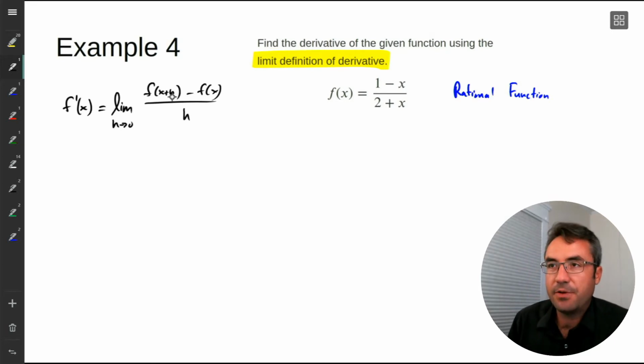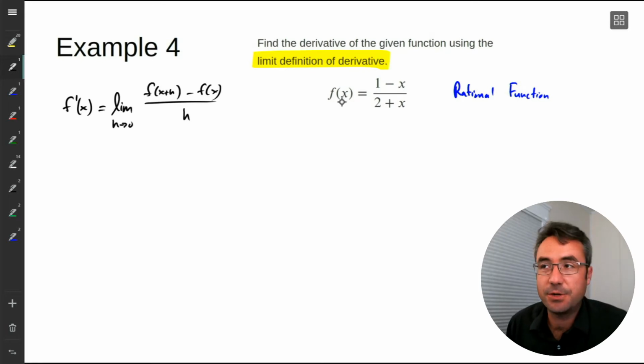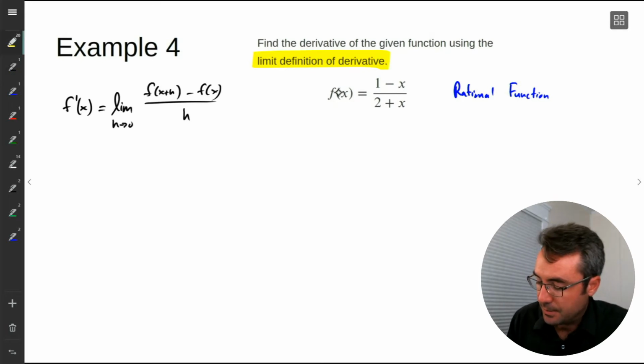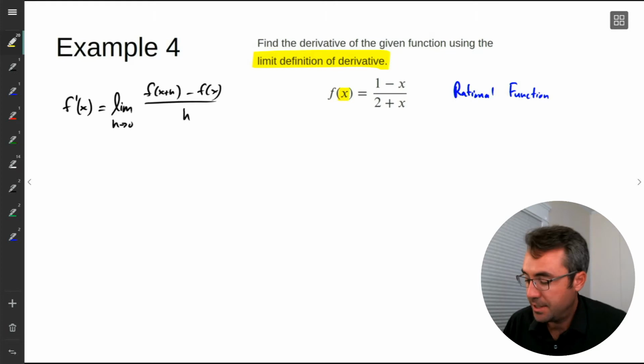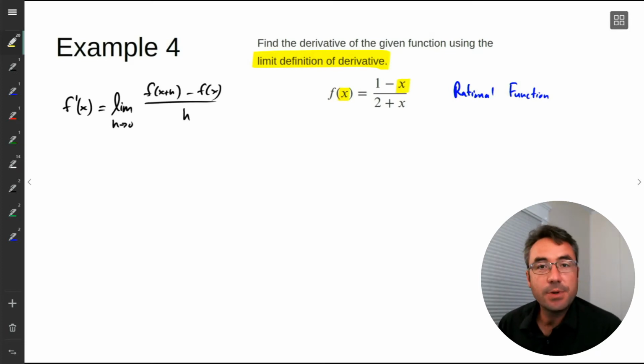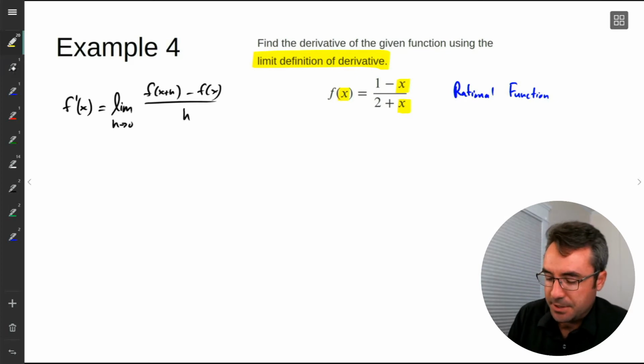Let's start with this f of x plus h. So we go to our function. We're going to plug x plus h in wherever we see an x. So I'm going to change this x to an x plus h, and this x to an x plus h. And then we have one more, right? Yeah, x plus h right there too. So let's do that.